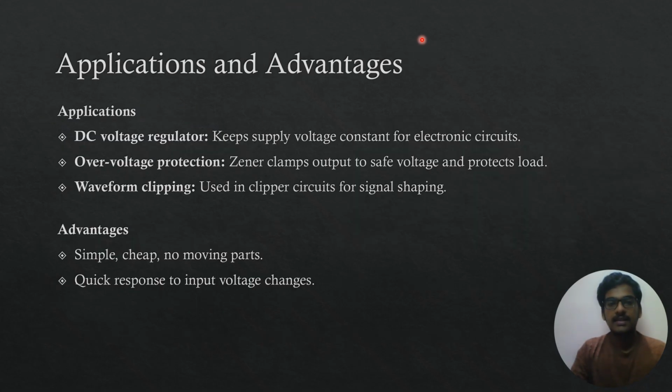Now we can see the applications and advantages of the Zener diode. The Zener diode finds several important applications in electronics. Firstly, it is used to provide a regulated DC voltage supply, ensuring sensitive electronic devices receive a stable voltage despite variations in input. Secondly, it offers overvoltage protection by clamping unexpected voltage spikes to safe levels, protecting downstream components. It is also used as a voltage reference in measurement circuits to provide a stable benchmark voltage. Finally, Zener diodes are employed in waveform clipping circuits to shape signals or suppress signal noise.